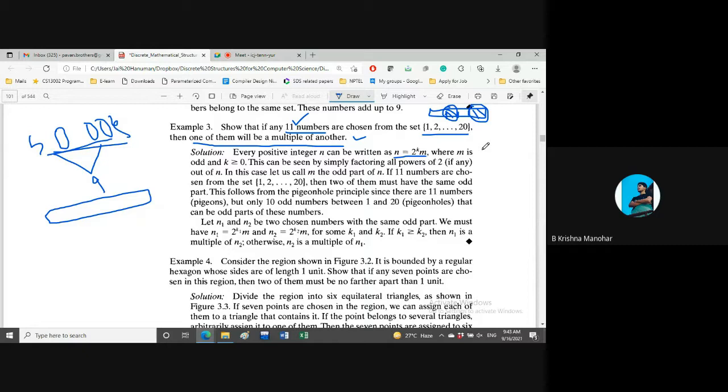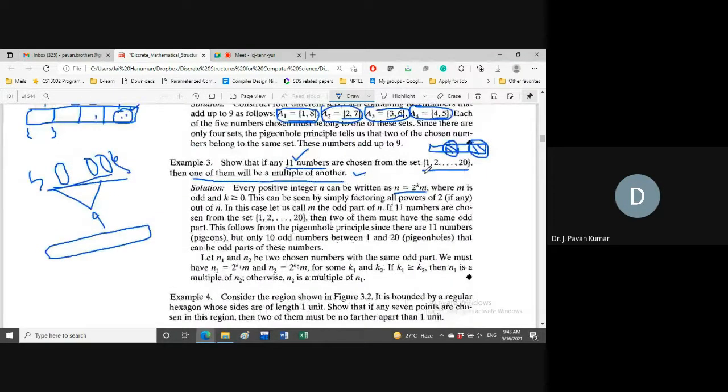Sir, can you repeat the question? Okay, the question. You consider we have the numbers 1 to 20. From these 20 numbers, we will be picking 11 numbers. Then, in these 11 numbers, we will have a number which will be a multiple of another number. This is the question. Understood the question? Yes, sir.